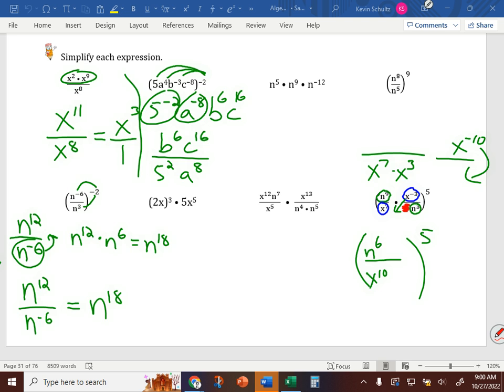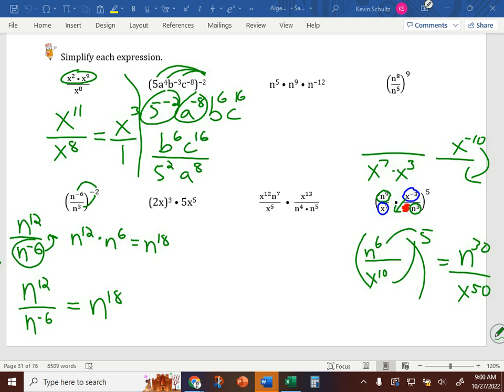And this is a much simpler expression now than it started with, right? n to the 6th over x to the 10th, all being taken to the 5th. Now we can distribute to only 2 things, and we get n to the 30th, 6 times 5, over x to the 50th, 10 times 5. And that would be our final answer.